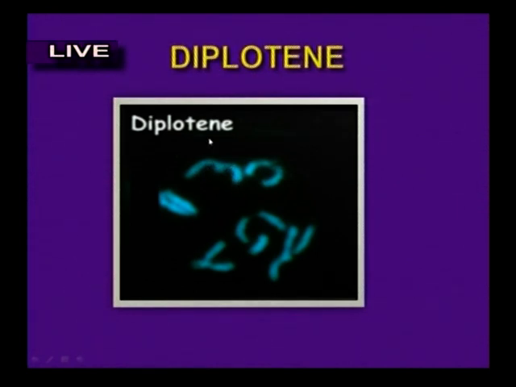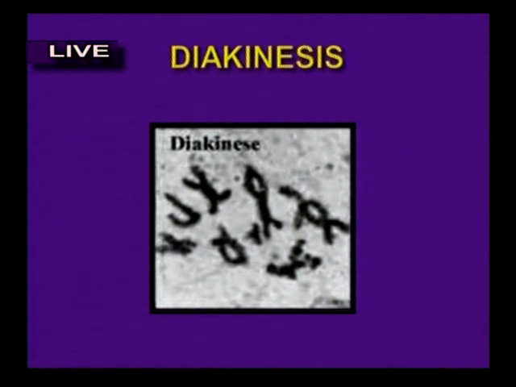This is the diplotene. The next one is diakinesis. Do you know anything about diakinesis? During this phase, the chromosomes are condensed. They became thick and are ready to separate from one another. By the end of diakinesis, the nuclear envelope disintegrates and the nucleolus also breaks down. This is the end of diakinesis.